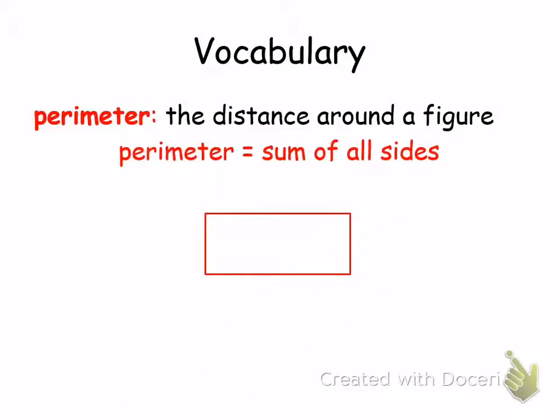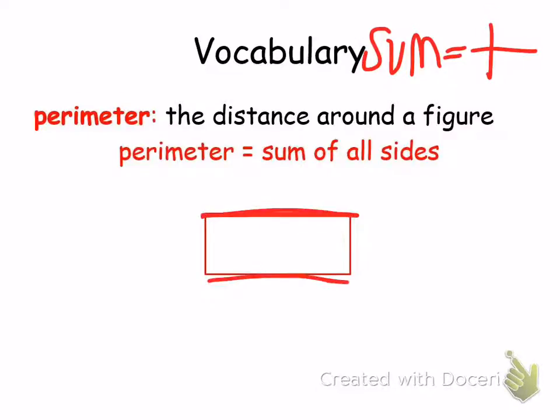In order to solve for perimeter, you must find the sum of all sides. Remembering that sum means to add, I know that in a rectangle this side is the same as this side. So for right now, I'm going to label these with letters instead of numbers. For this side, I'm going to put an X. Whatever is on this side will be the same as this side, so that also must be an X.